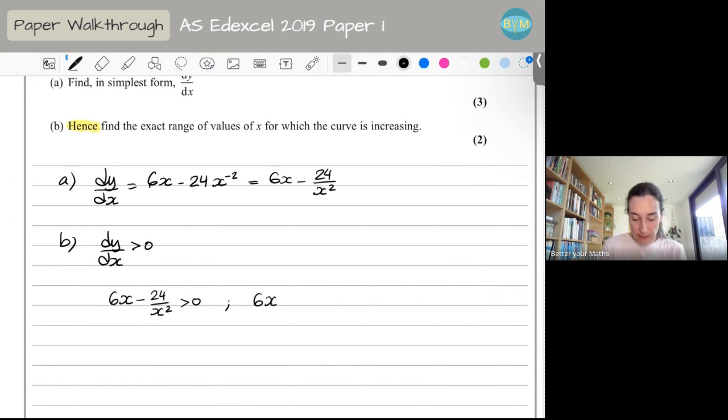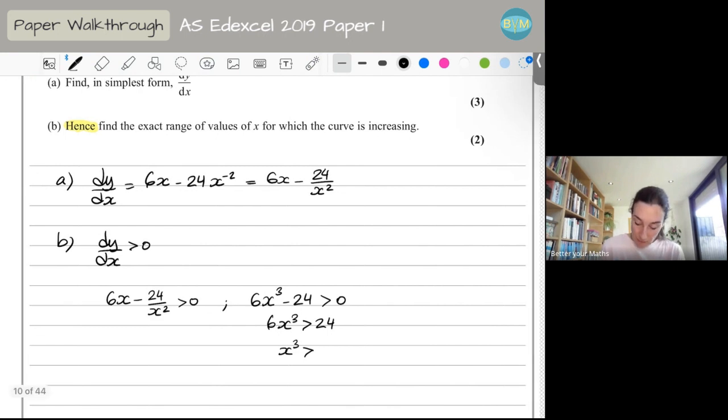So I have 6x cubed minus 24 must be greater than 0. So 6x cubed must be greater than 24. So x cubed must be greater than 4. And therefore, x must be greater than cube root of 4.